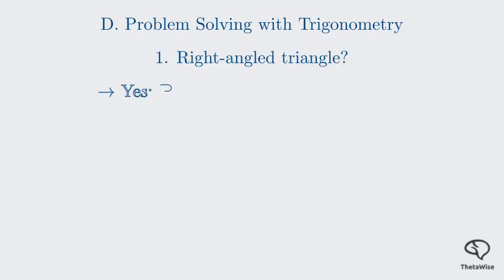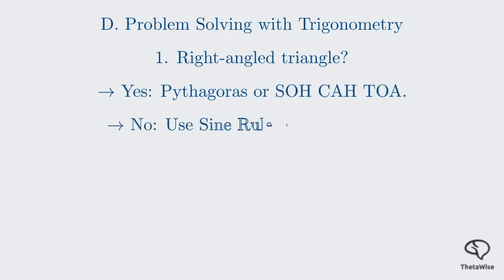Our final objective is to develop a strategy for solving multi-step trigonometry problems that combine all the tools we've learned. These are very common in IB exams. When faced with a complex problem, it's not always obvious which rule to use. Here's a helpful flowchart. First, is the triangle a right-angled triangle? If so, use Pythagoras' theorem or the SOH-CAH-TOA ratios. If it's not a right-angled triangle, you must use either the sine rule or the cosine rule. How do you choose? Check the information you have.